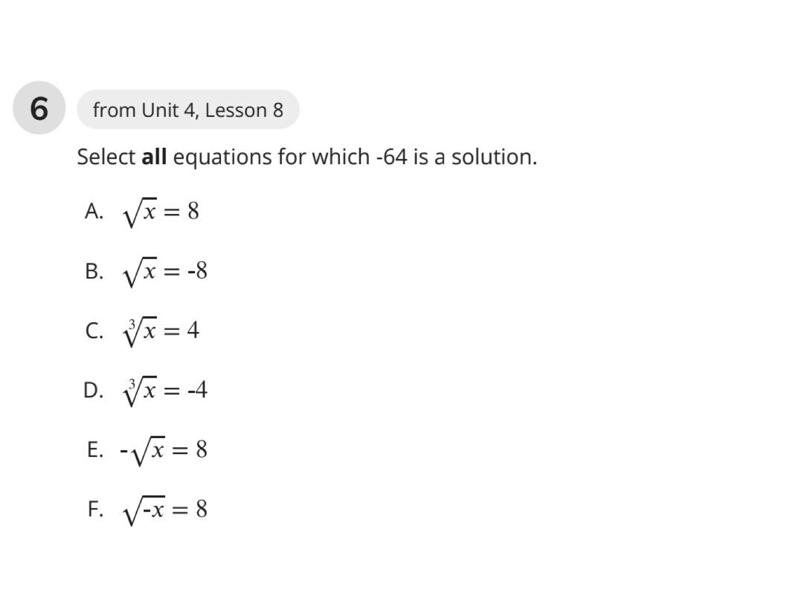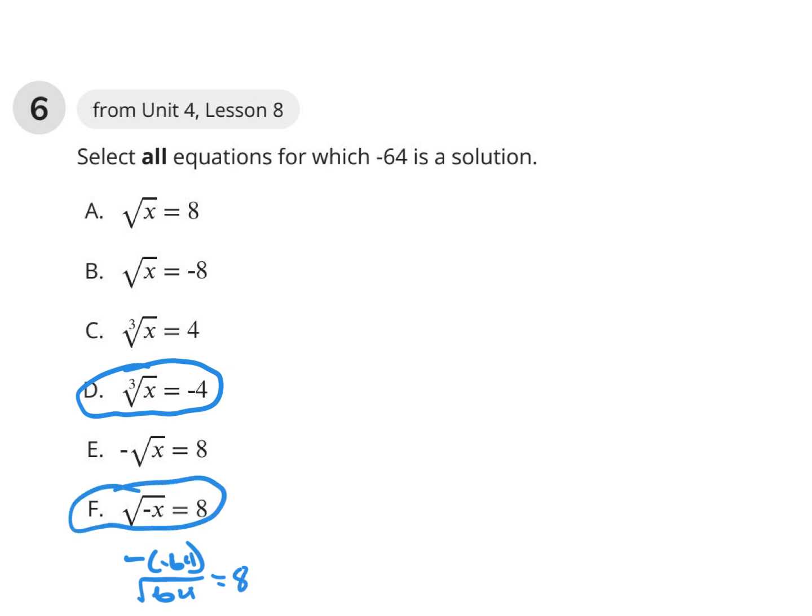Select all equations for which -64 is the solution. So A, no. B, no. C, the square root of -64. D is correct. Negative 64, no, E doesn't work. F works. Negative of a negative 64 means a positive 64. And that's 8. All right, so D and F are the ones that work.